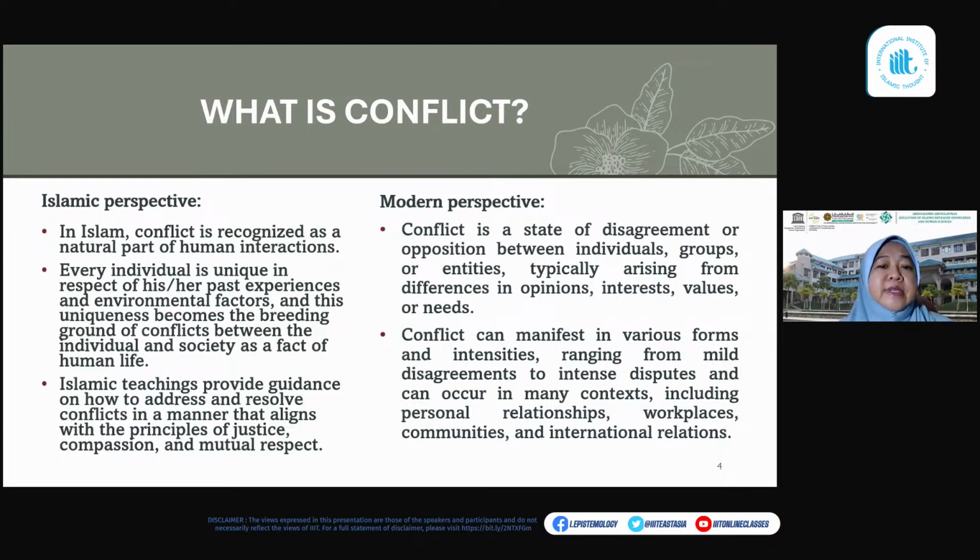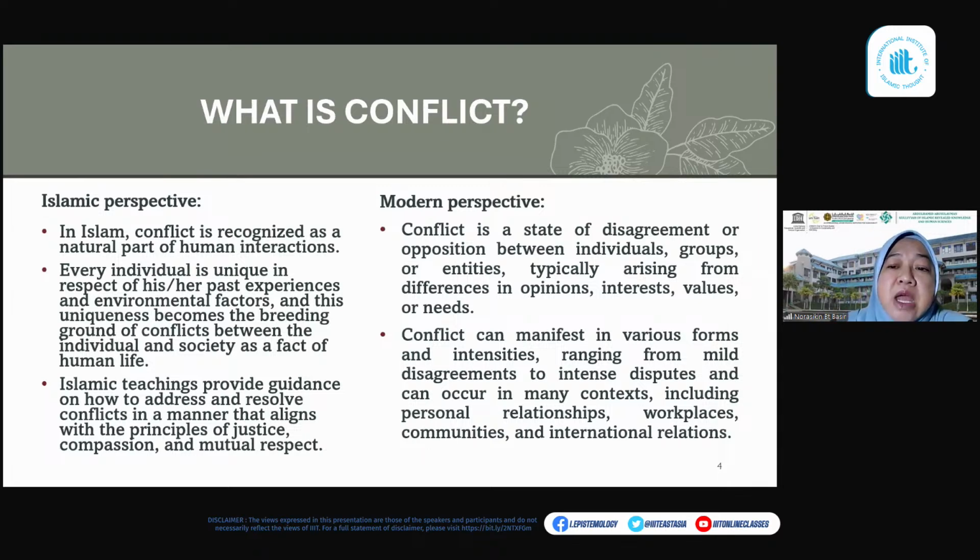Conflict, on the other hand, is referred to as a state of disagreement or opposition between individuals, groups, or entities, typically arising from differences in opinion, interest, value, or needs. It can be manifested in various forms, ranging from mild disagreement to intense dispute. It can occur in many contexts: personal relationships, workplaces, communities, and international relations. At the international level, sometimes it can resort to war.